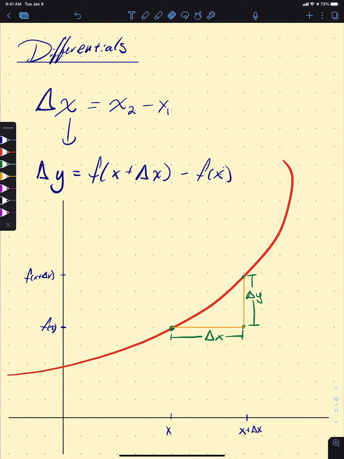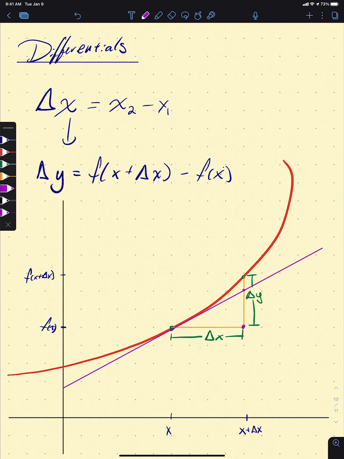But here's what we can do. Just as we used tangent lines to approximate for our marginal cost functions, notice something here. What happens if I drop a tangent line? Well, this quantity here is pretty close to delta y. Is it going to give me exactly delta y? No. But it is going to get pretty close.